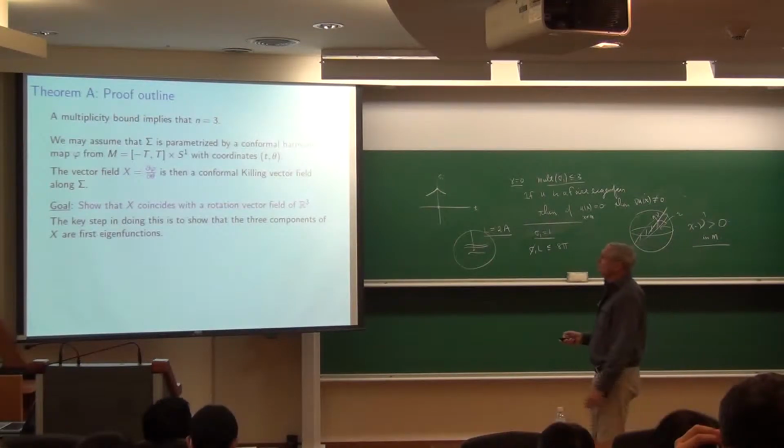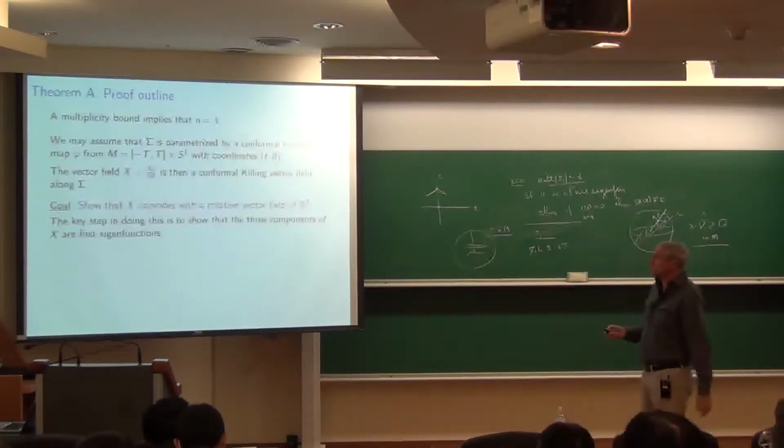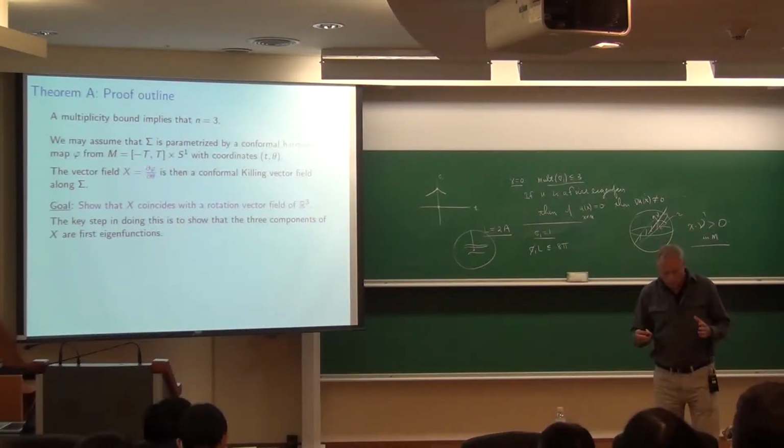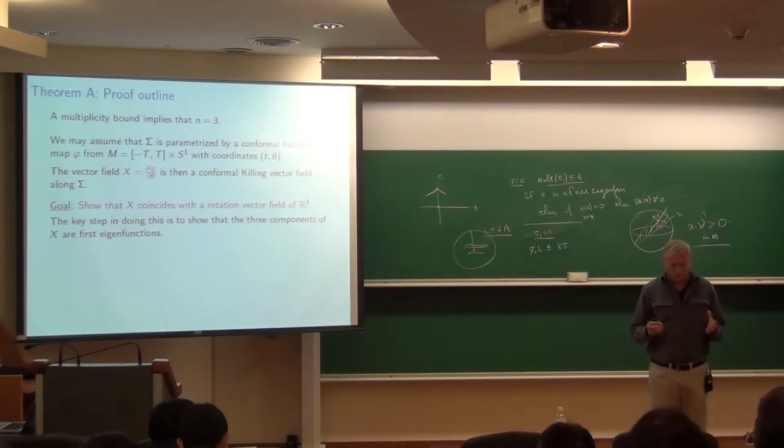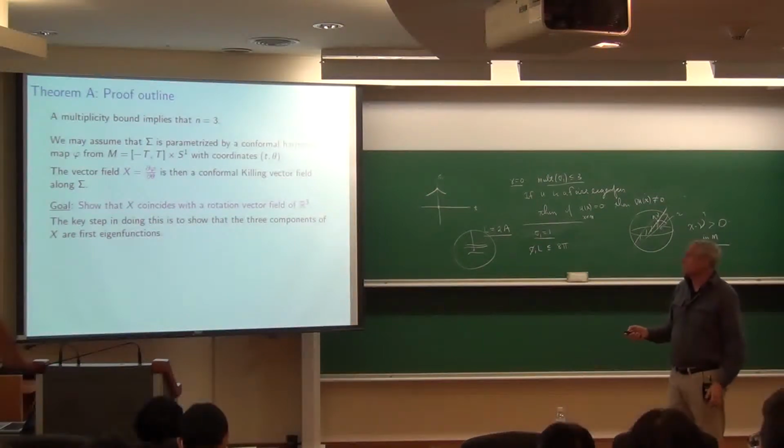Okay, and so the way we do this is, first of all, we understand the conformal structures on an annulus. Namely, the annulus is conformally equivalent to just the product of an interval and the circle.